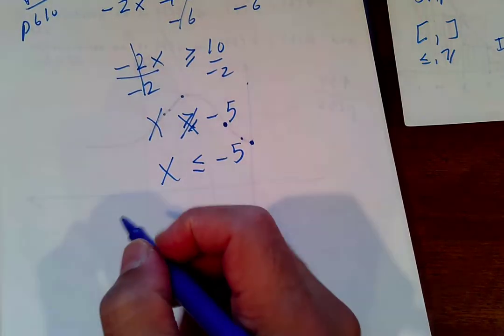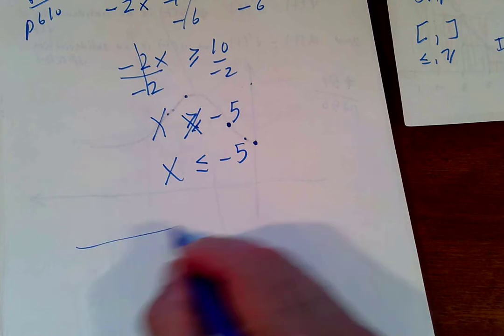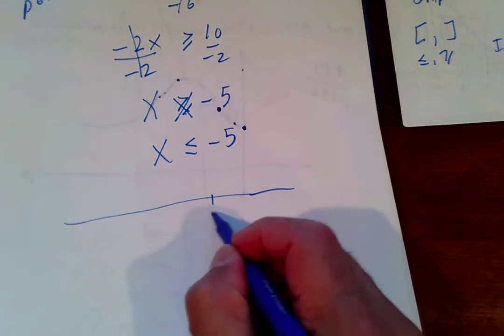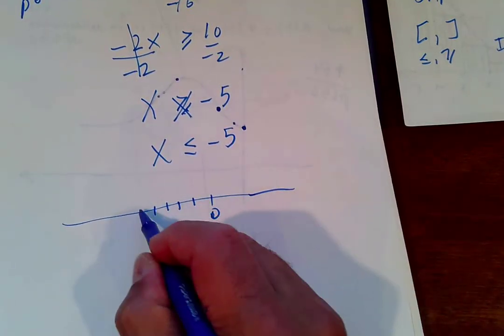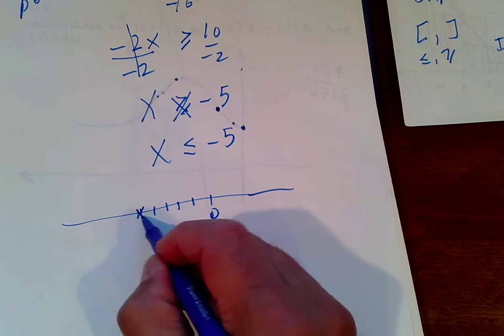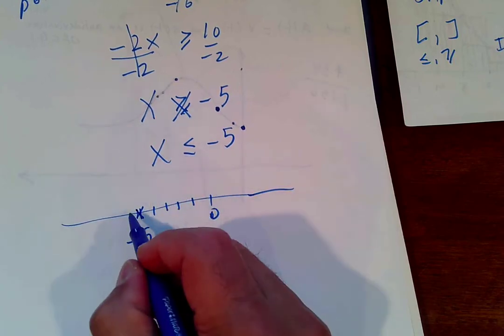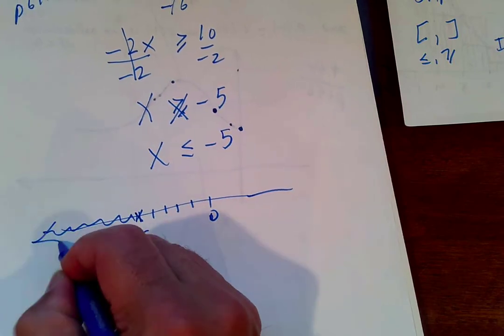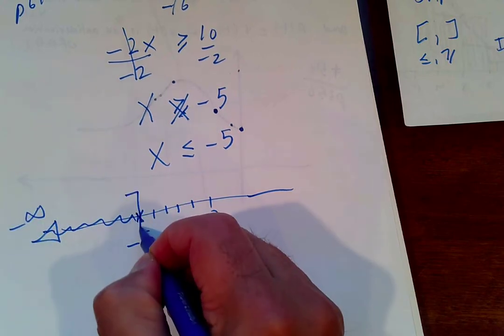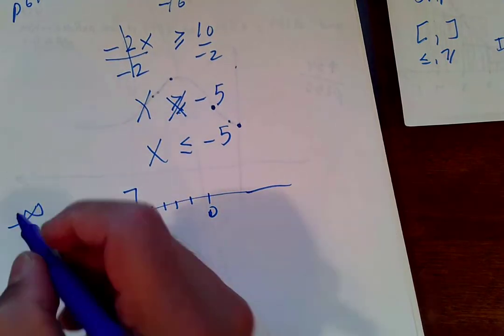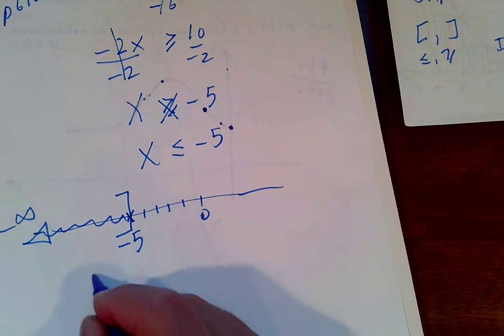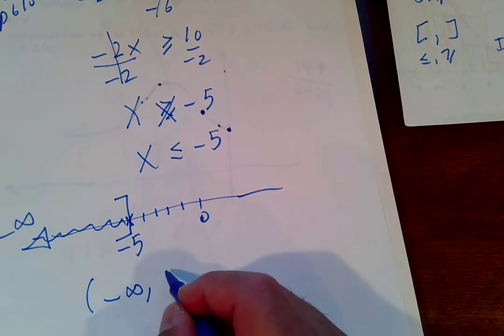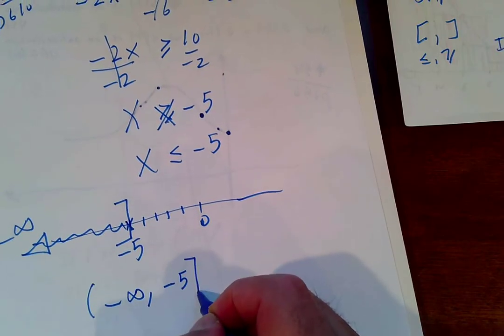So to graph it, we start at 0, go 5 units to the left to get to negative 5. And it's less or equal, so that's less all the way to negative infinity. Equal means you put a bracket there, and then you write the interval notation: negative infinity all the way to negative 5, including negative 5.